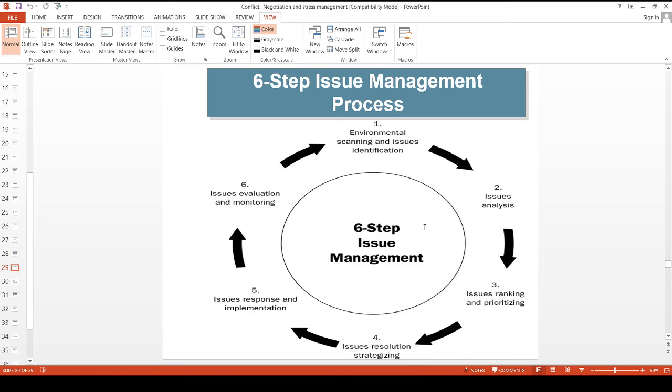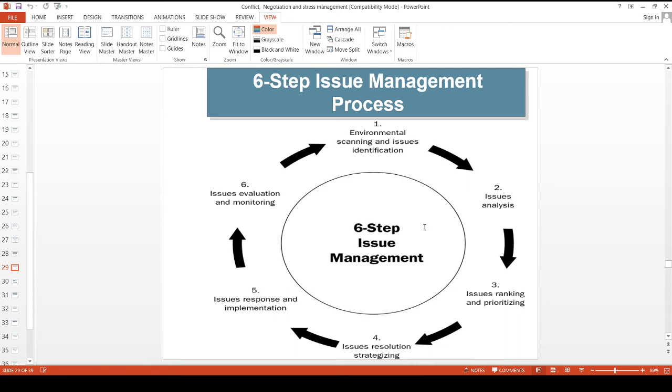Now class, let's discuss the 6 different steps in resolving issues. In one of the lectures, we discussed environmental scanning, in which we discussed the different organizational environments: external environment, internal environment, and task environment. Now, you see that in this slide, environmental scanning has again become the first important step in resolving the issue between the different parties.